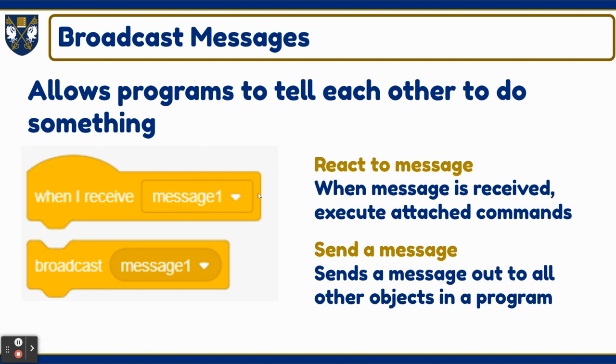With broadcast messages, we can tell an object to carry out a sequence of commands if we receive a broadcast message. And we can also tell an object to broadcast a message if certain things happen. And these messages allow different objects to tell each other what to do in a program.